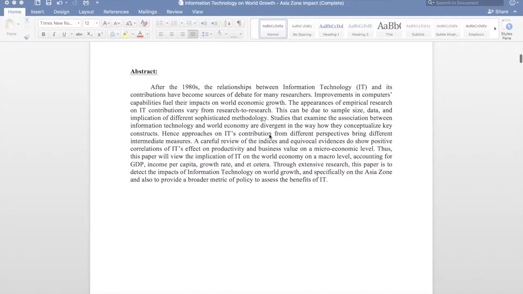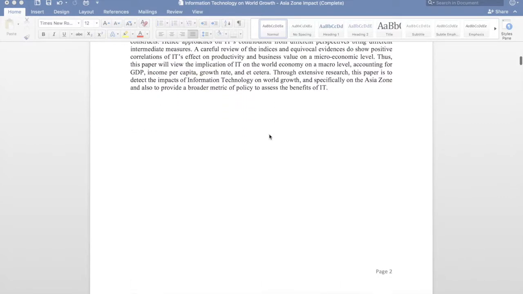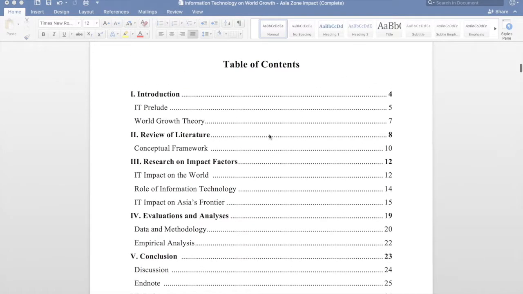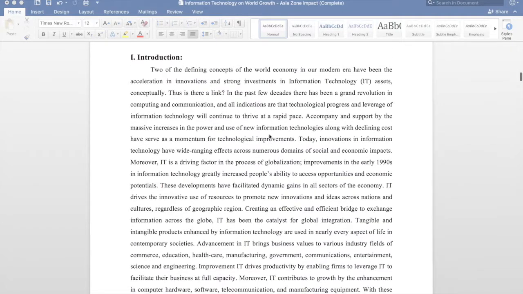Yet this research paper will detect the implication of IT on a macro level, accounting for GDP and world growth, etc. And then I have the table of contents here. Afterwards, I move down to my introduction.